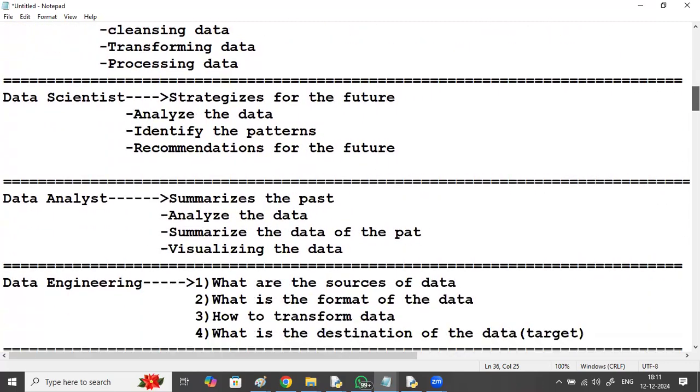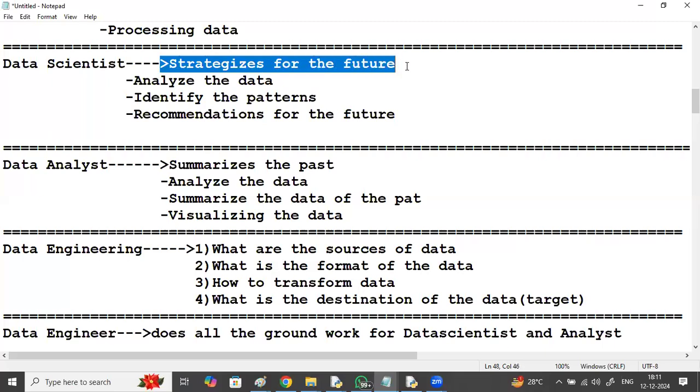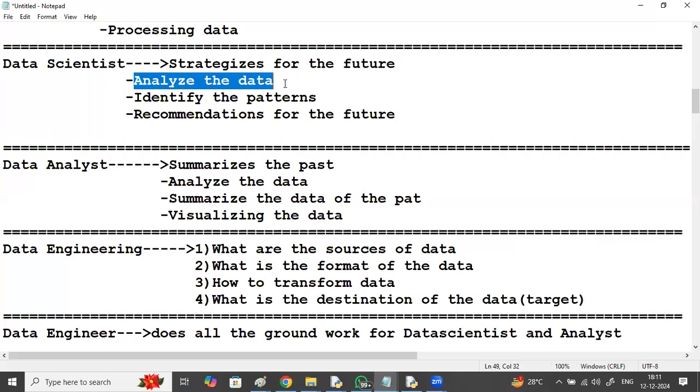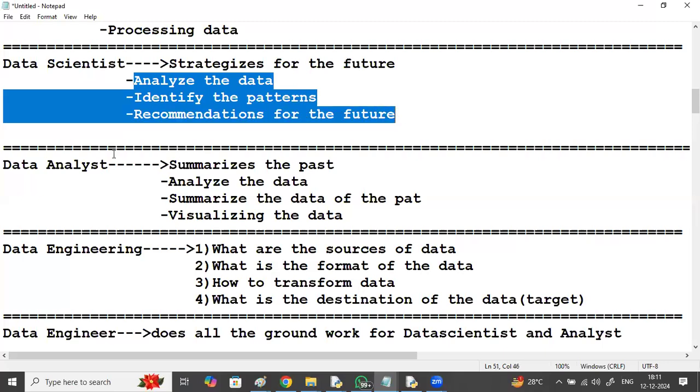Previously, if you talk about the data scientist and data analyst: the data scientist gives recommendations for the future, strategies for the future, and predictions for the future, right? Analyzing the data, identifying the patterns, and making recommendations for the future. The data analyst is not for the future. He summarizes the past, analyzes the data, and visualizes the data, right?